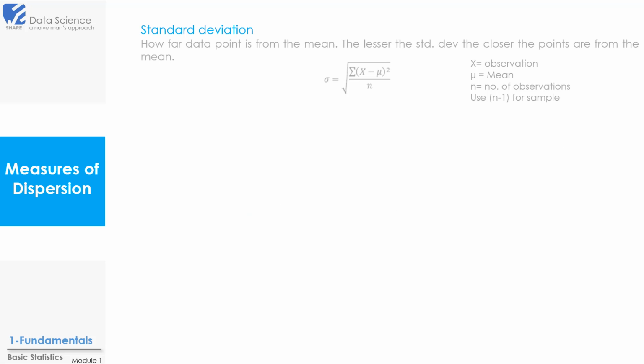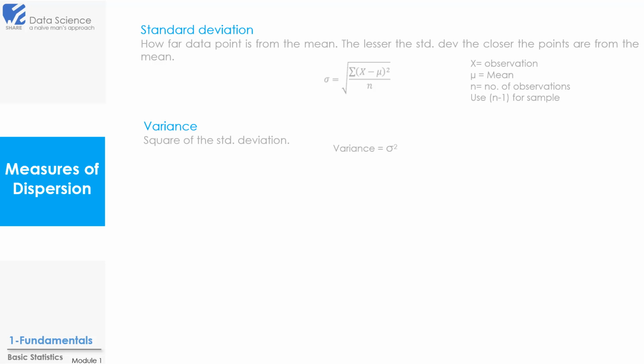After this, we have measures of dispersion. Measures of dispersion are also called measures of variation. So in this, we will only see the commonly used terms. The first term is standard deviation. Standard deviation basically tells us how far a data point is from the mean. The lesser the standard deviation is, the closer the points are to the mean. The formula for standard deviation is shown here. Here x is an observation, mu is the mean, n is the number of observations, and if we are talking about a sample, then we will use n minus 1 instead of n.